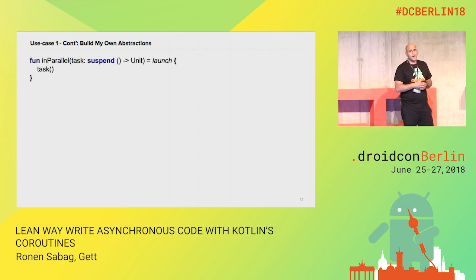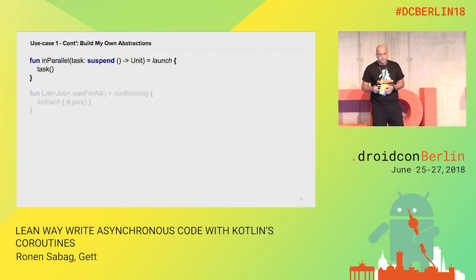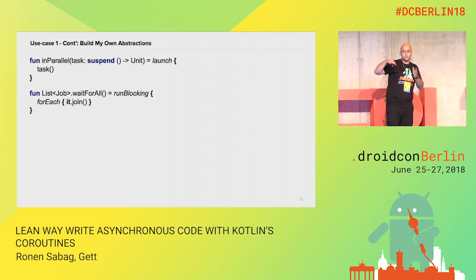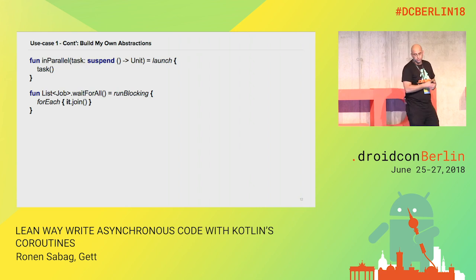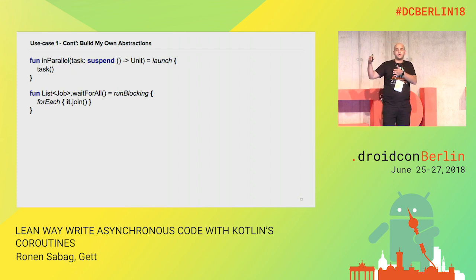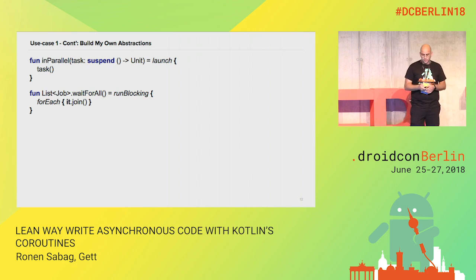So I can wrap the launch coroutines with my function, which I call inParallel, because for me it means a lot. It's just going to get a task. Instead of doing the runBlocking inside the code, I'm going to introduce an extension function for a list of jobs, which will do actually the same thing. It's going to take everything inside the list and join, so it's going to wait until all the jobs inside this list end.